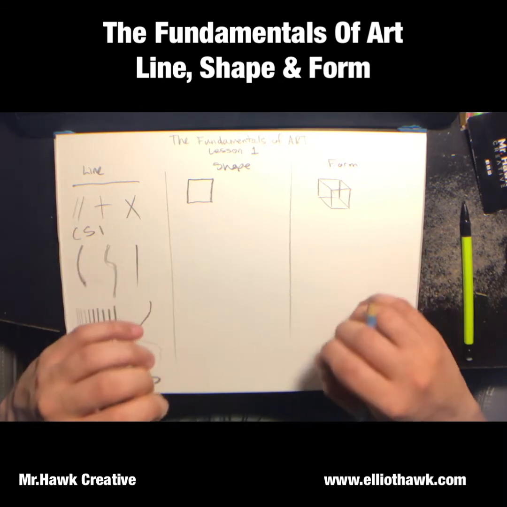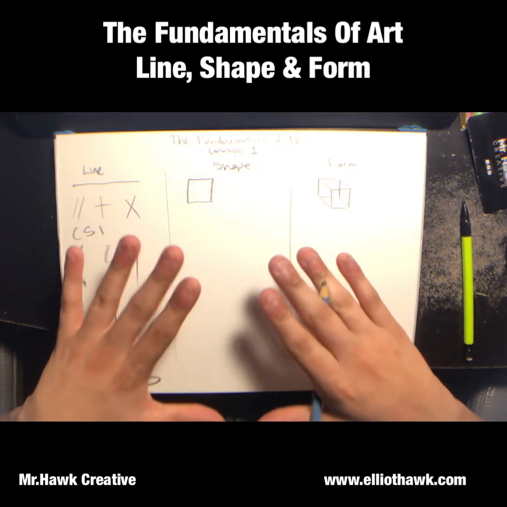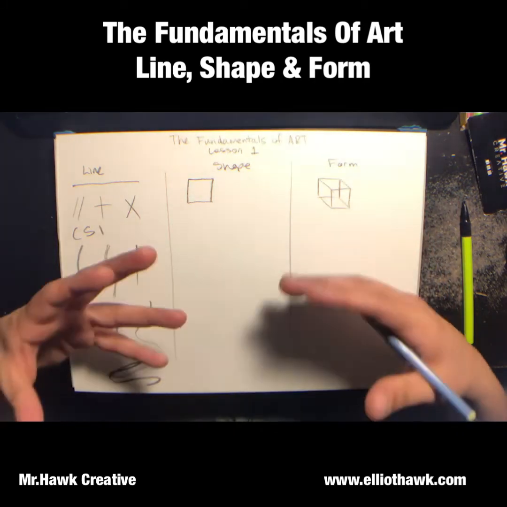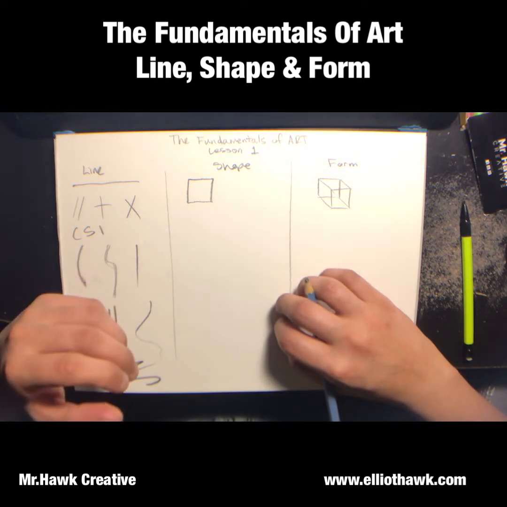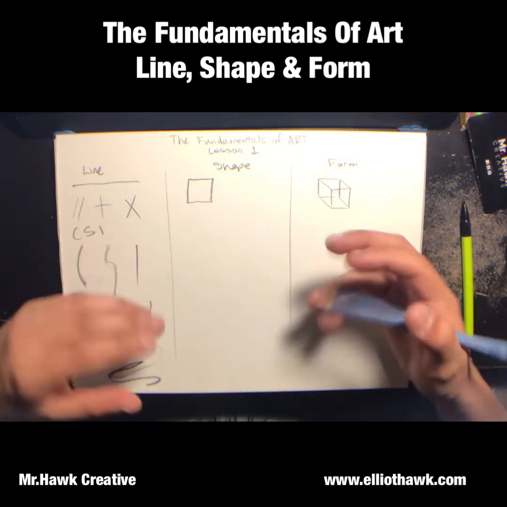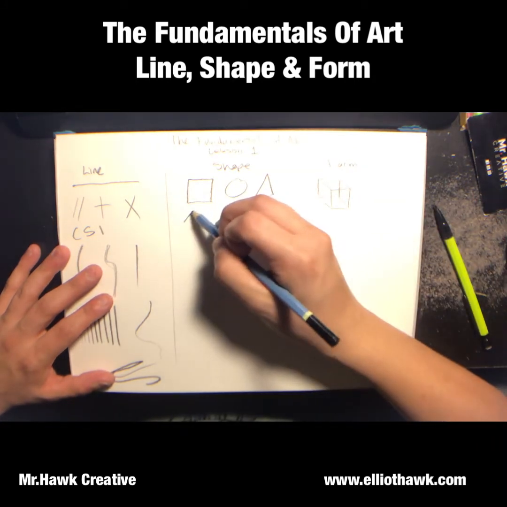So now shape. Shape is a jump into the second dimension of geometry. The line can now evolve and connect to itself in order to create primitive shapes. Primitive shapes are things like squares, circles, triangles, or even pentagons.